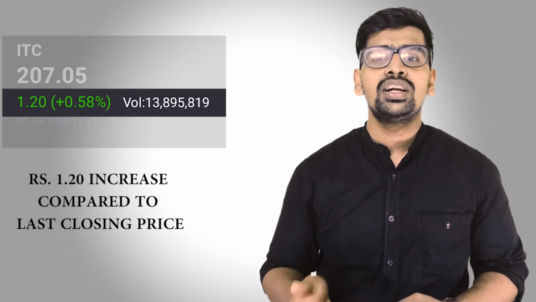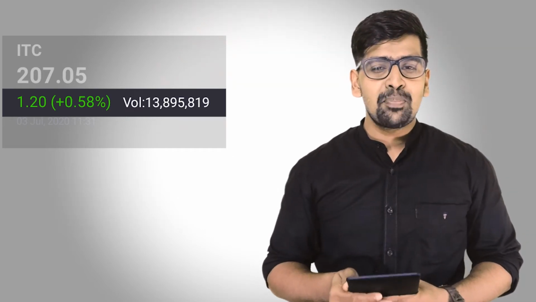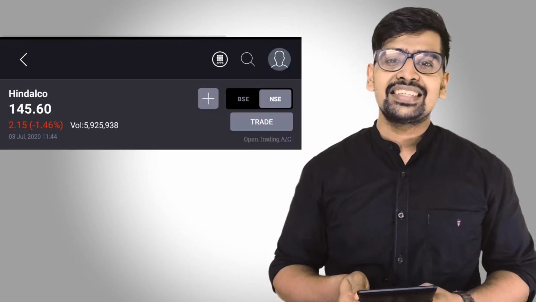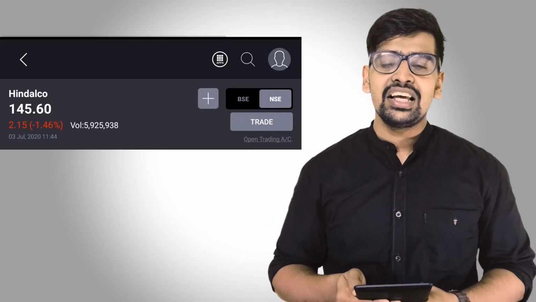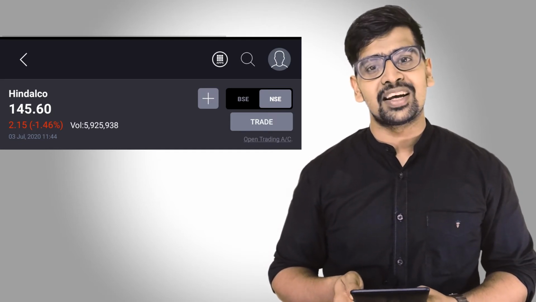This means that the share has increased by 1 rupee 20 paise compared to the last day's closing price. You also get to see 0.58% mentioned in the bracket, which is nothing but the same 1 rupee 20 paise expressed in terms of percentage. Likewise, you can see the stock price change in red color if the stock price has gone down compared to the last day's closing price.